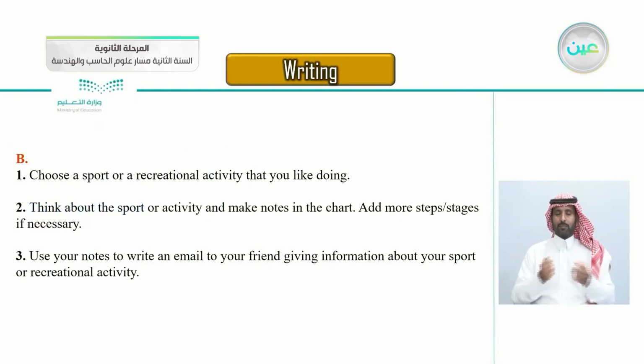Exercise B here. Choose a sport or a recreational activity that you like doing. Think about the sport or activity and make notes in the chart. Add more steps or stages if necessary. Use your notes to write an email to your friend giving information about your sport or recreational activity.